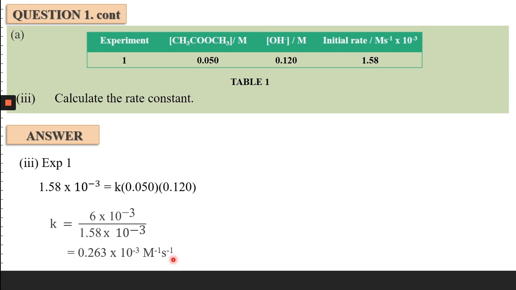The unit of the rate constant can be derived by solving the unit for initial rate, molarity second minus 1, divided by molarity and molarity. Therefore, the unit of k for this reaction is molarity minus 1, second minus 1. Next, this is the mark for this question.